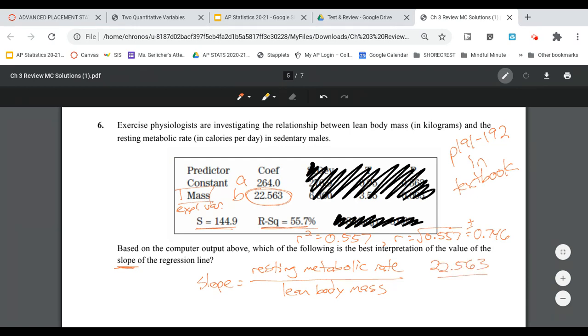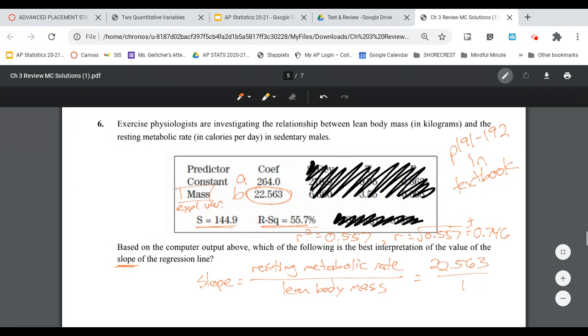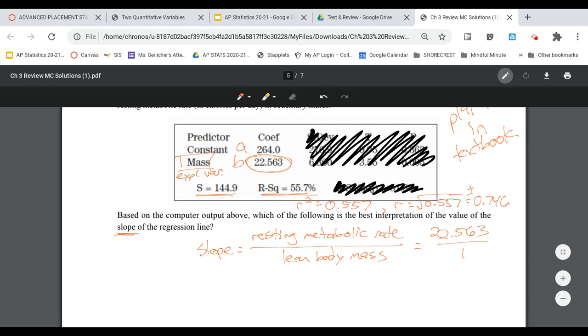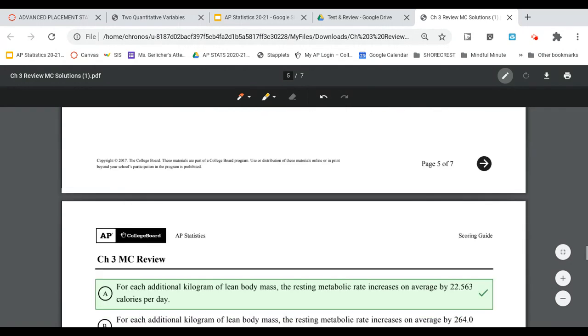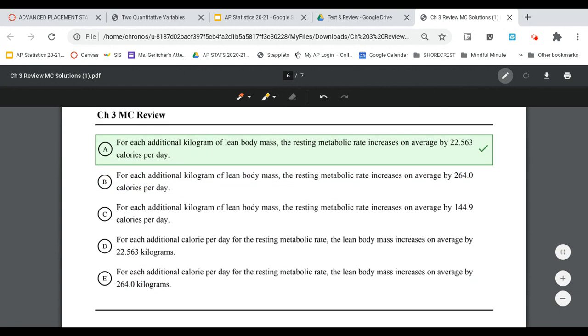22.563 over 1. So for each increase in mass, we get 22.56 in metabolic rate. So let's find the one that matches that. For each kilogram of lean body mass, resting metabolic rate increases, there we go, A.